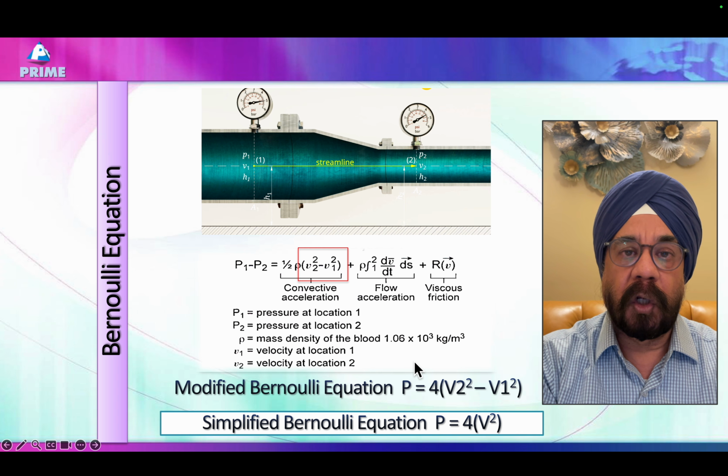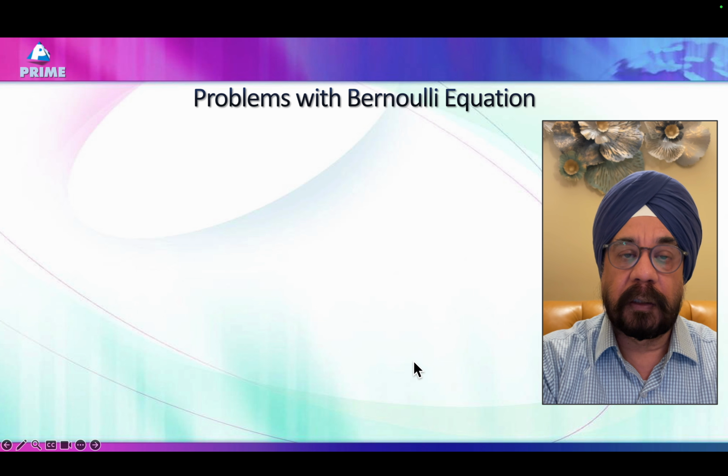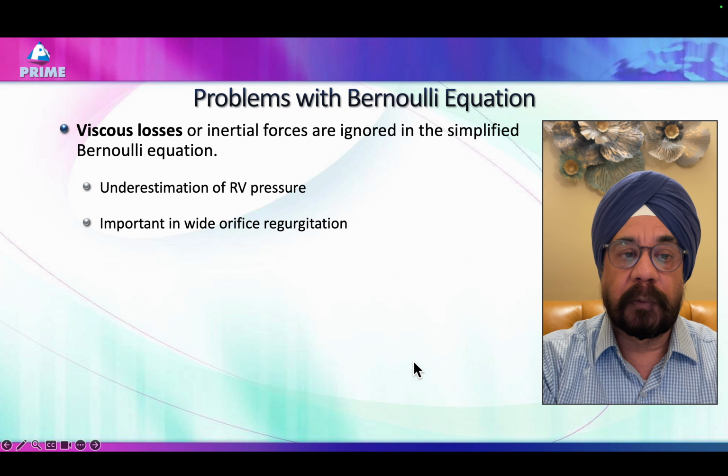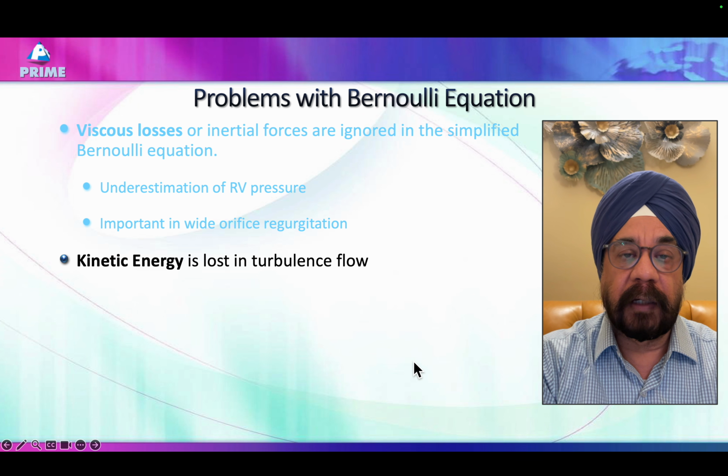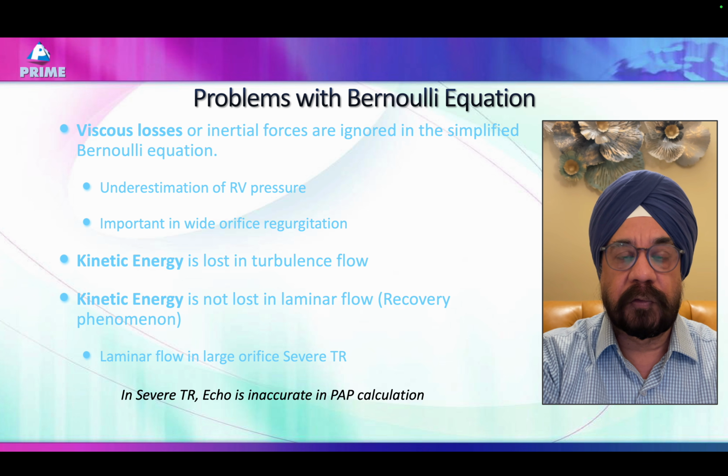So we made a lot of assumptions, and we are going to pay the price for those assumptions. Now I'm going to show you the problems. We've lost the viscous forces there. We have kinetic energy that is lost, which we have not taken into calculation. The Bernoulli equation is tuned more for turbulent flows and not for laminar flows. So in case you have a free flow TR, which is laminar flow, not a turbulent flow, you're going to be more inaccurate in these situations.